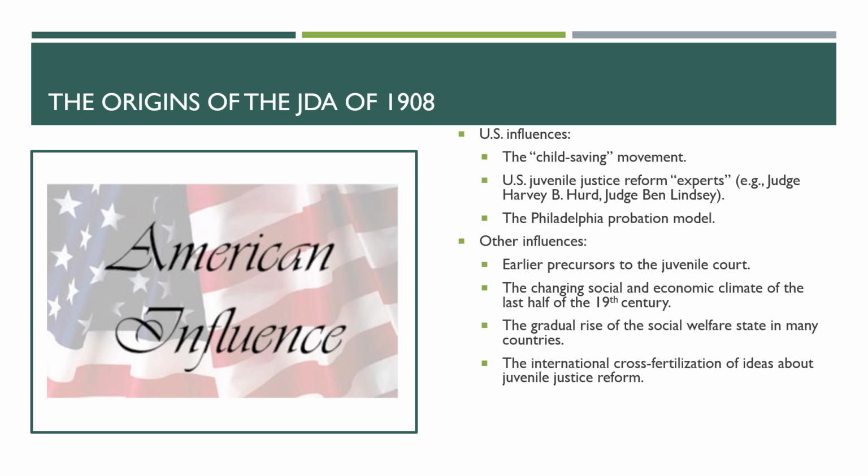The kind of juvenile justice reform experts who had helped to set up courts in Chicago and Denver and in other places, Judge Harvey B. Hurd, Judge Ben Lindsay, these are people that Scott and Kelso both met with at different stages, essentially to try and work out what would be the best way of establishing a system. The one that seems to have had the most influence is the system set up in Philadelphia.